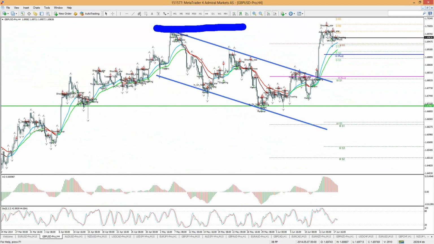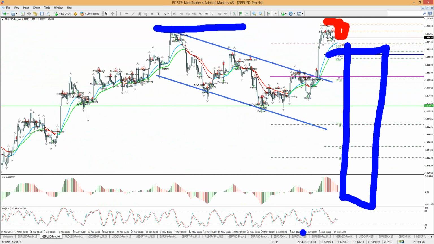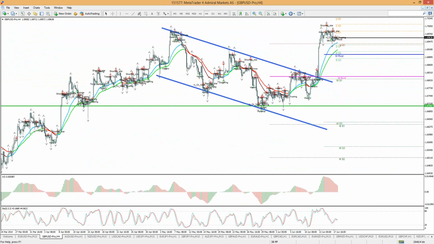Plus, of course, it's a tight risk trade. It's a tight risk play because if you put your stop loss just above here, you have a pretty tight stop loss for who knows what kind of potential. So yeah, I can see that.